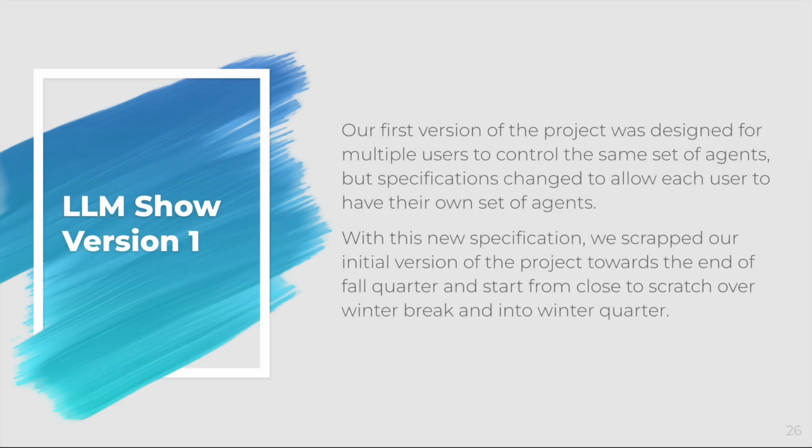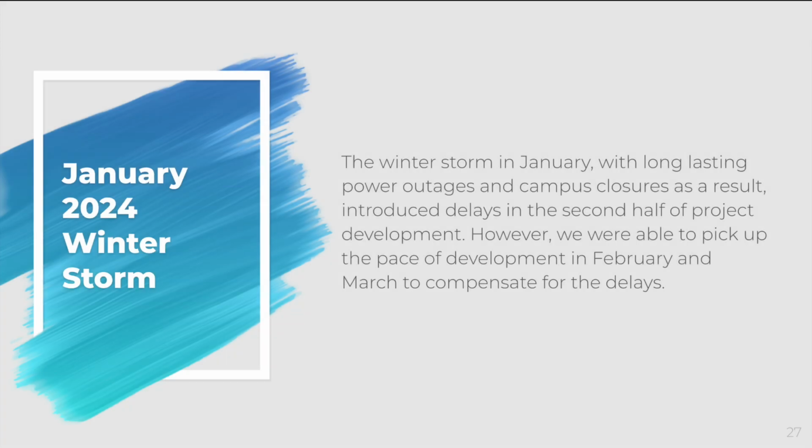Next was our first iteration of the LLM show. It was originally designed to allow multiple users to control the same set of agents. However, with new specifications given, we could not accomplish this and had to rework a lot of the project. And finally, we had a large snow and ice storm that knocked out power to chunks of the city, closed campus, and introduced several delays in the second half of development. We were able to compensate for the delays and get our project back on track thanks to good communication between team members and excellent teamwork.